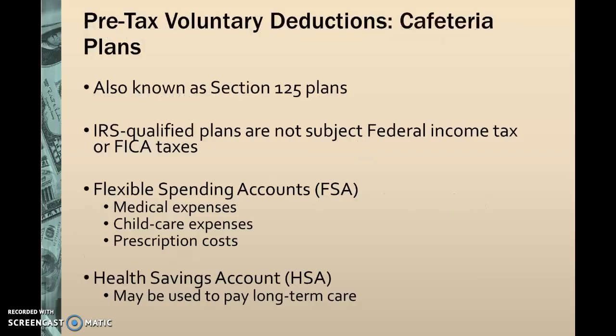Now, a kind of new term to some students might be a pre-tax voluntary deduction, which is called a cafeteria plan. This is known as Section 125, and this is covered on page 115 and 116 in your book. All right, so the IRS has qualified plans that are not subject to the federal income tax or FICA taxes.